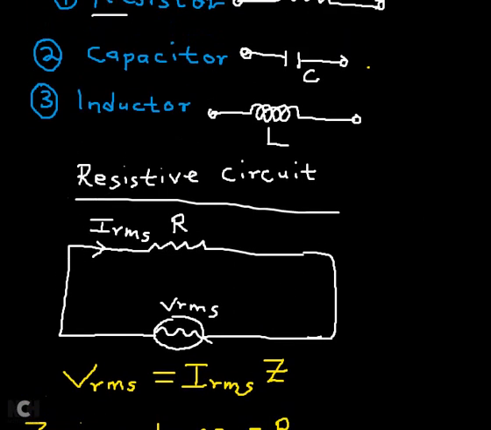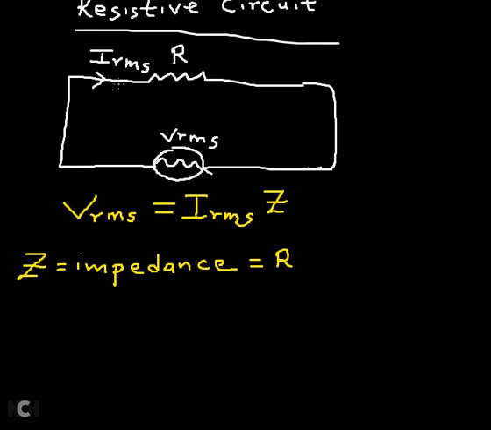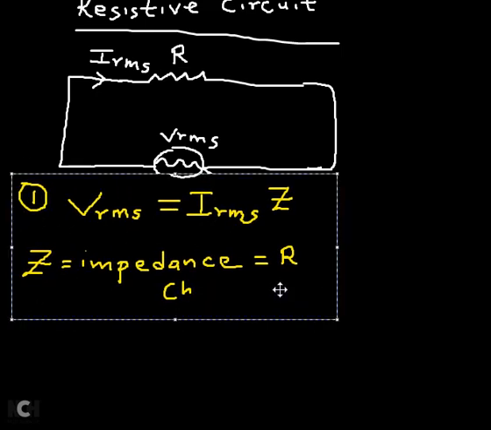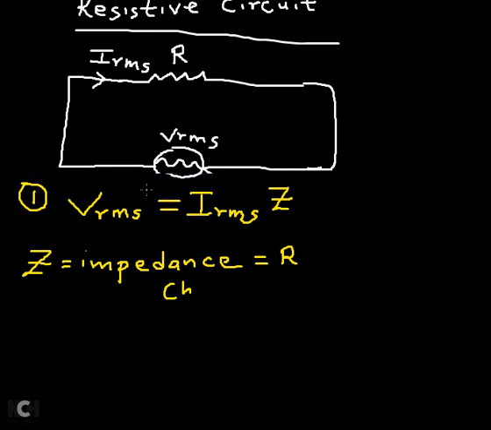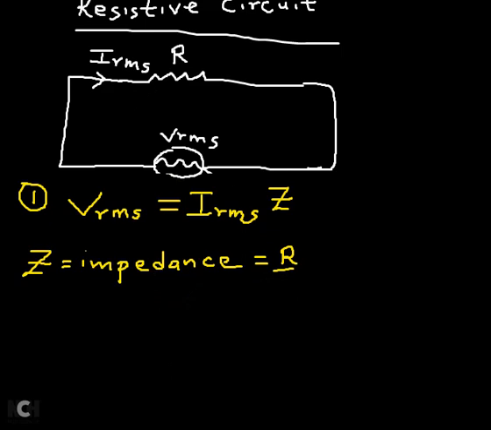That simply means that an alternating current circuit that has only a resistor will have these characteristics. This is one characteristic: the impedance of the circuit will be that of the resistor. So the opposition to the current will be the resistance.